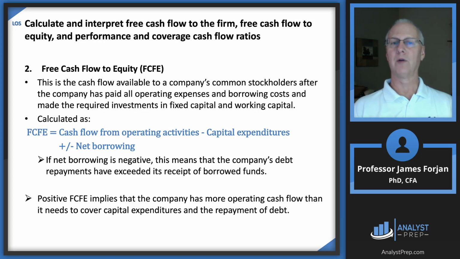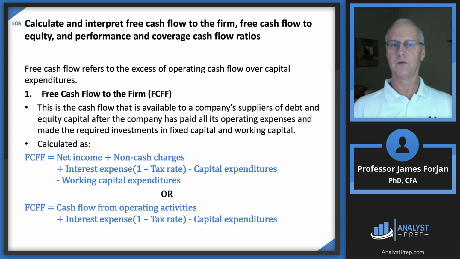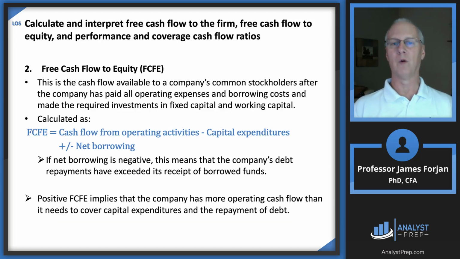How about free cash flow to equity? So if I swing back here, the first measure of free cash flow is the cash flow that's available to the entire firm. Now we want to know what's available to just the shareholders. So this is the amount of cash remaining after all operating expenses, all borrowing costs, and all required investments in fixed and working capital are made. This is the cash flow available to the owners of the business. These are available to the common stockholders. And so all we need to do is start with that cash flow from operating activities and then take out the capital expenditures and then figure out whether you've issued a bond or retired a bond.